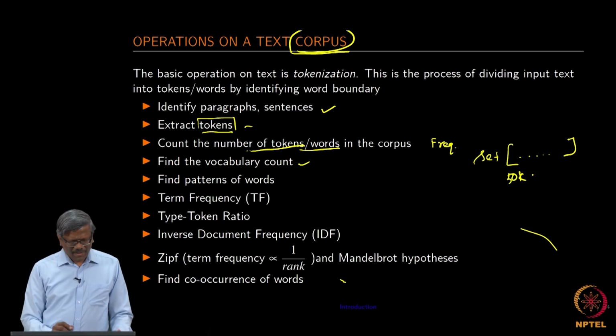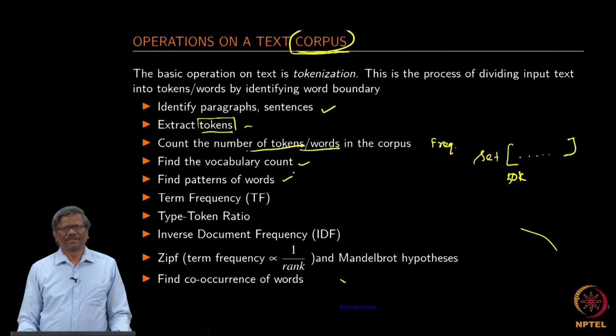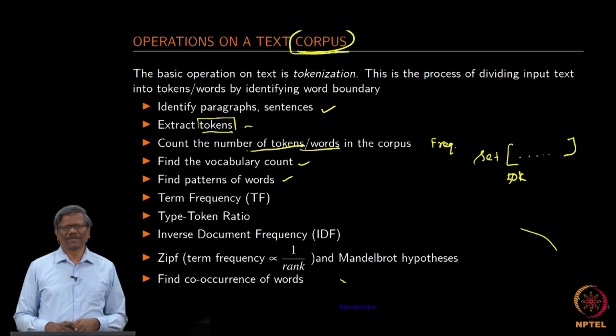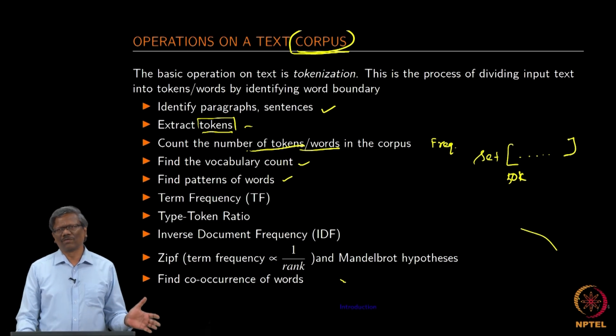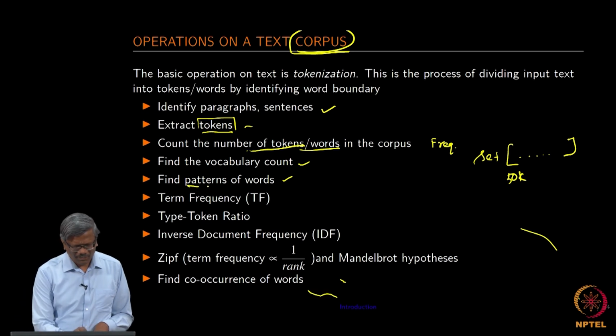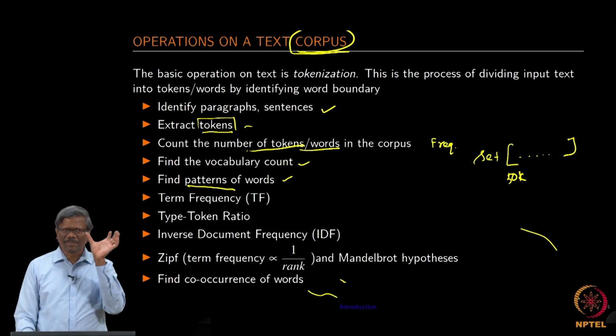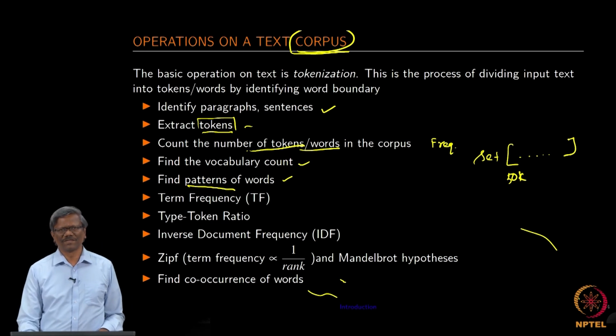Okay. And then find patterns of the words. So, how many times certain words occur together? How many times are there 2 words that always occur together, 3 words that always occur together. That is something that we want to look at. So, we will just look at, okay, this particular pattern occurs a few times in this document.